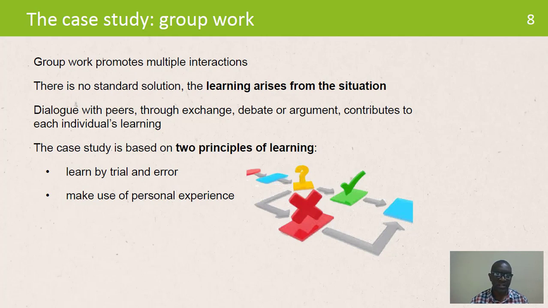The case study is based on 2 principles of learning: learn by trial and error, make use of participants' personal experiences to assess a situation and solve a problem. Participants are very active in building their knowledge. They have to draw on their previous knowledge and combine it with their newly acquired knowledge.